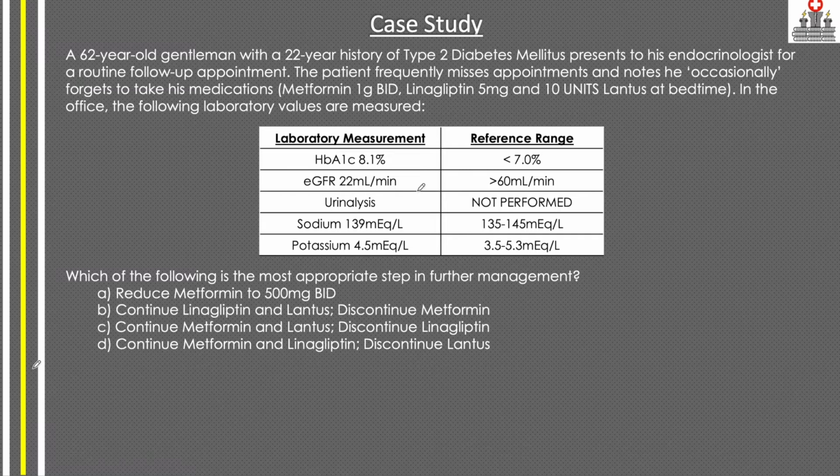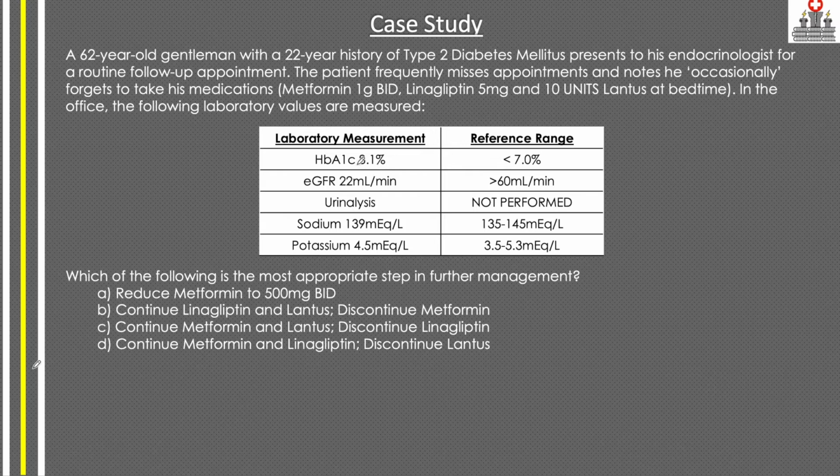And as we know, the A1C can be affected by multiple things. We need to consider whether this could be affecting the A1C measurement. It is unlikely at this level. Perhaps if it was much lower, we would think that the A1C could be a false reading. Urinalysis was not performed. We see there's relatively normal sodium and potassium. So what should we do from here?